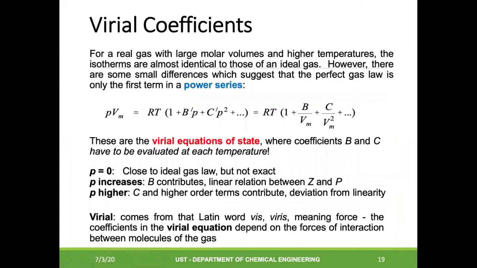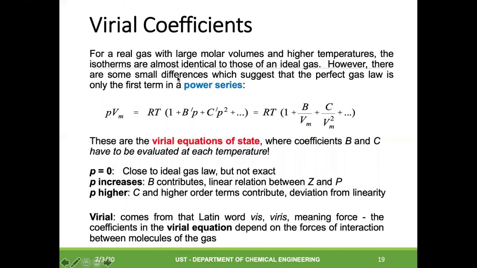Virial equation of state involves a power series and is derived from statistical mechanics, and it is obeyed by real gases that are not at very high pressure. So, virial coefficients: for a real gas with large molar volumes and higher temperatures, the isotherms are almost identical to those of an ideal gas.